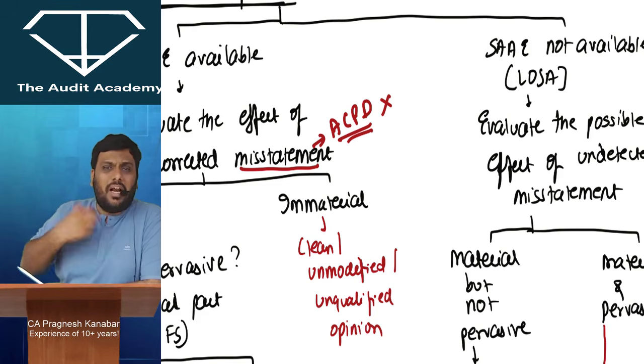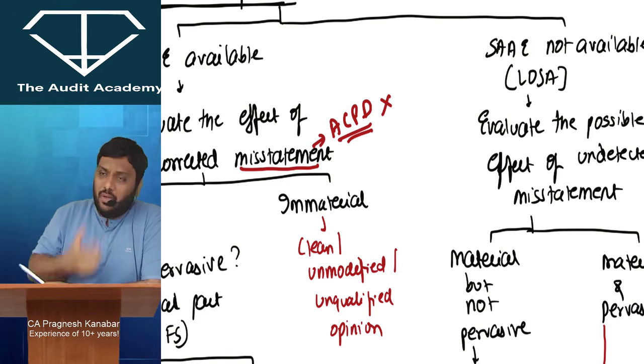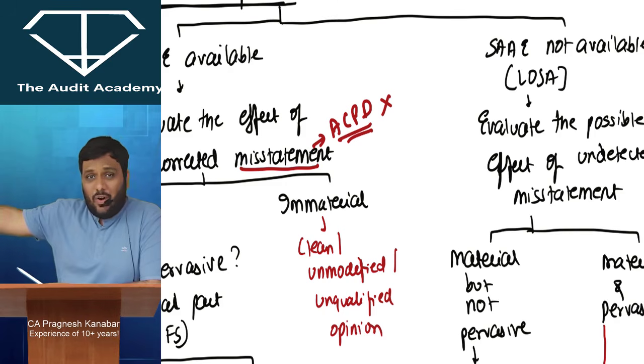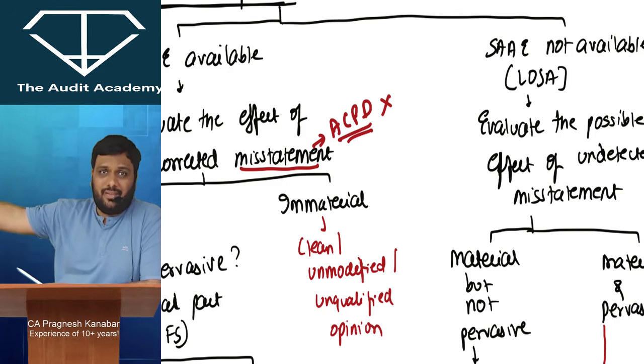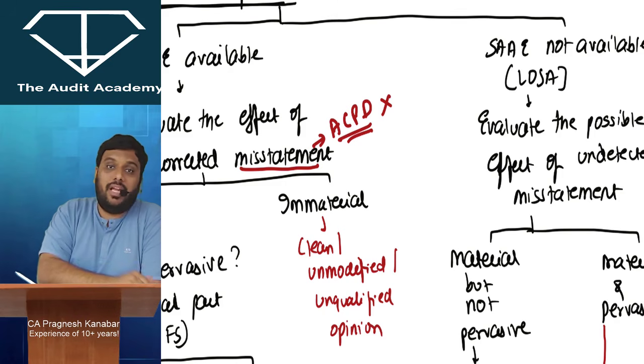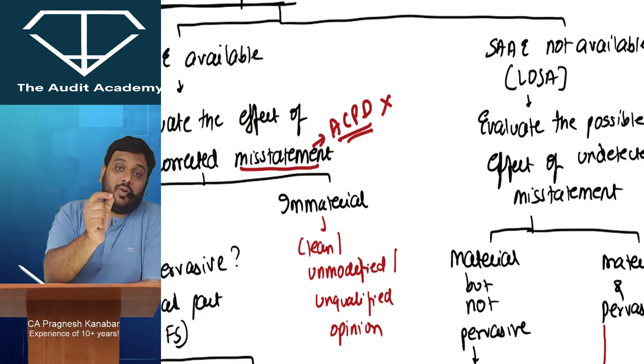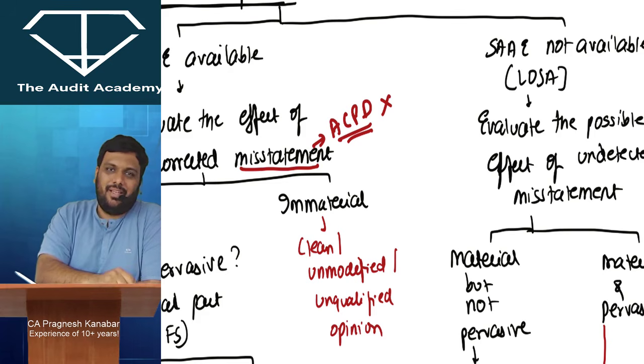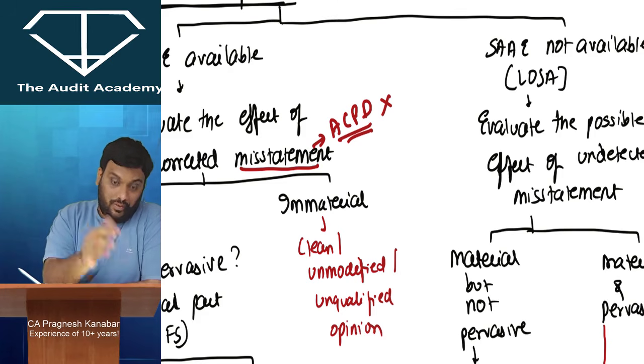So you tried your level best. And it's not like management is not cooperating, even they are cooperating. But at the end of the day, evidence is not available. Listen to me. This is called limitation on scope of audit due to circumstances. You will have to analyze the question nicely, and you will come to know why I am asking you to do that.